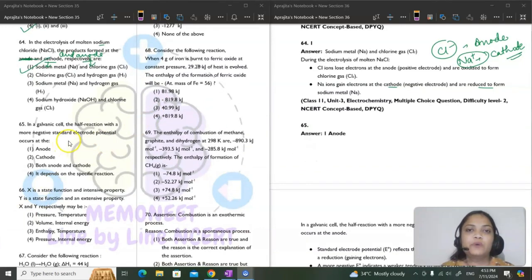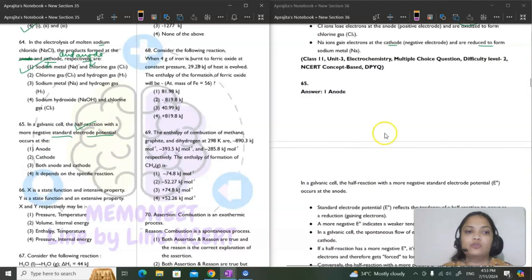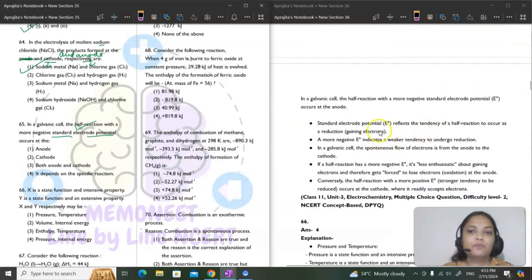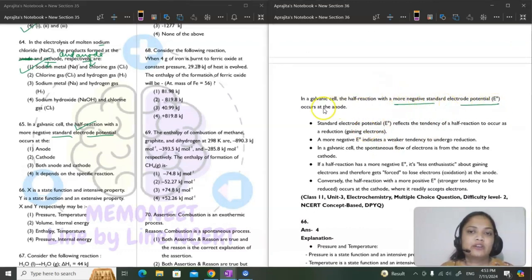Now students, next question is question number 65. It says in the galvanic cell, the half cell reaction with the more negative standard electrode potential occurs at the anode, cathode, both, anode cathode, or it depends on the reaction. Now you know that the half reaction which has a more negative standard electrode potential will occur at the anode, because standard electrode potential is the reduction potential also.